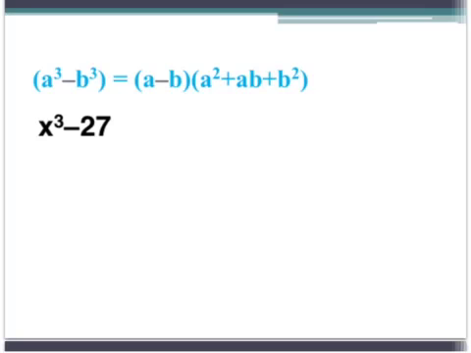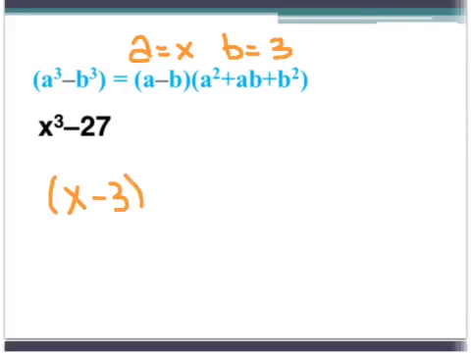Alrighty, so what about when there's a minus here? Okay, remember the only thing that's going to change is that the first parenthesis is going to be a minus. The second parenthesis, the first term will be a plus now because these are opposite signs. So x cubed is a perfect cube, 27 is a perfect cube, so I'm ready to go. A is going to be x, B is going to be 3. Alright, here we go. So it's going to be x minus 3.